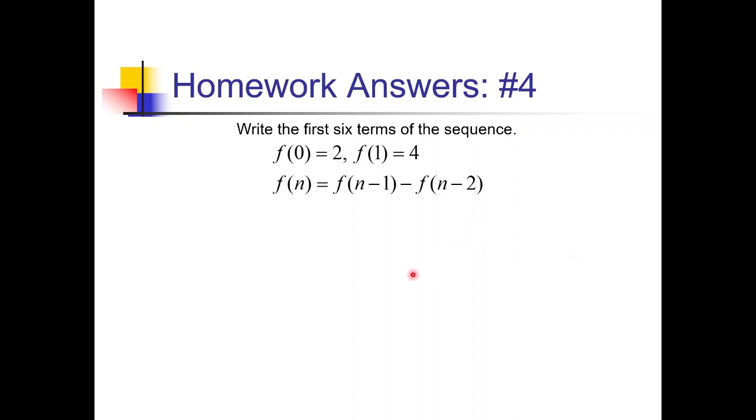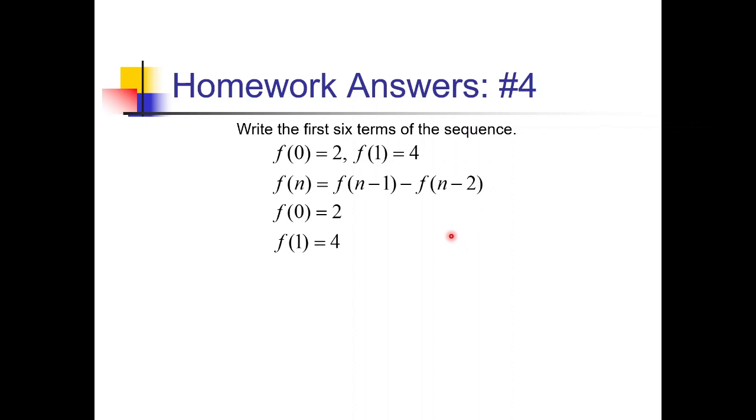For this problem, we're trying to find the first 6 terms of this sequence. So good news, bad news, or at least other news. Good news is they've given us the first 2 terms. F of 0 is 2, f of 1 is 4. So we've already got 2 for free. The other news is that the rule requires us to use both of the previous terms. So a little bit more work on the plugging in end.